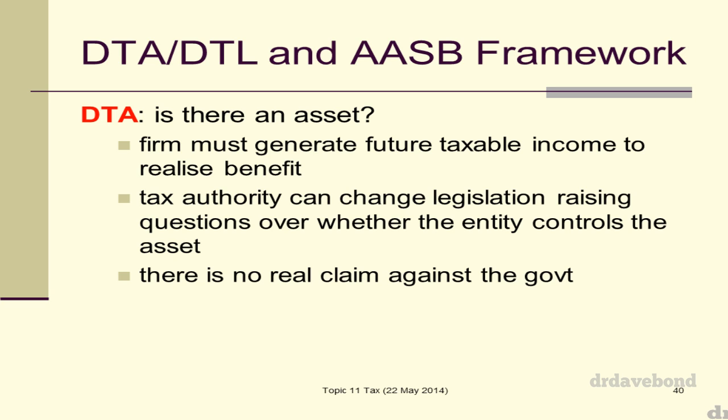In a way, it's dependent on something else. To get a DTA, to be able to use it, you've got to be able to generate future taxable income. So in a way, it's almost a contingent if you think about it, because to get the benefit from it, something else has to happen. But this is one of those things. Not everything in the standards is necessarily wholly consistent with the framework.